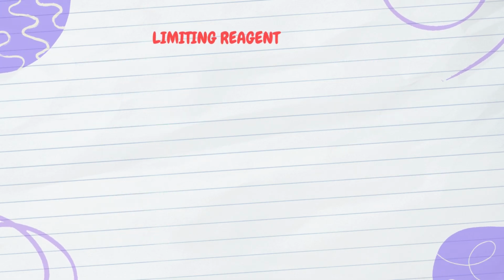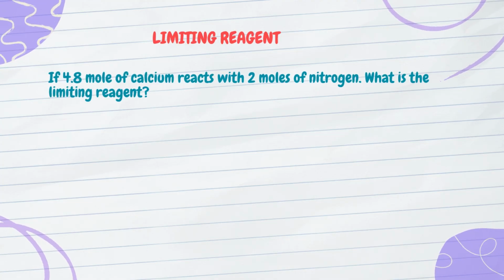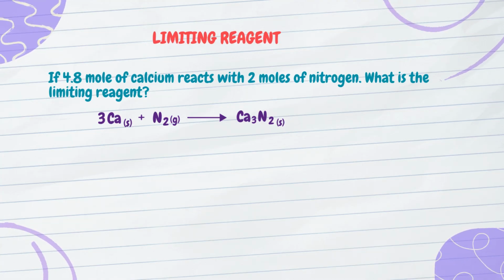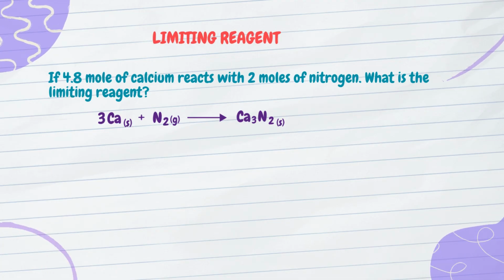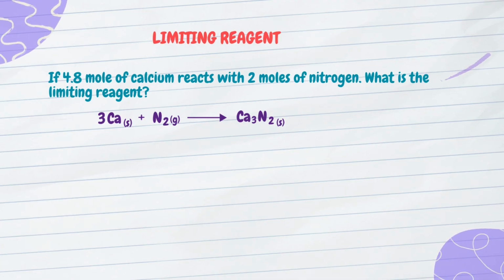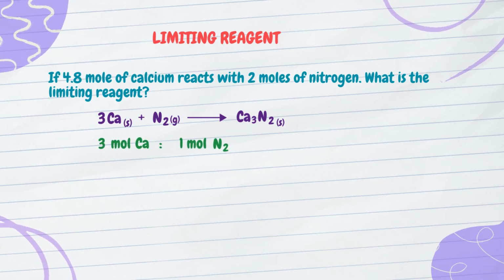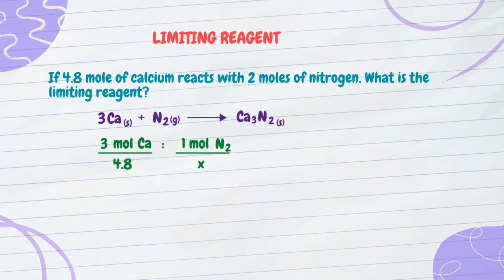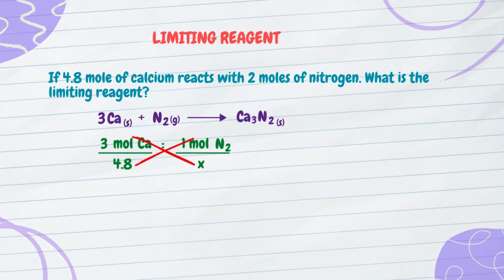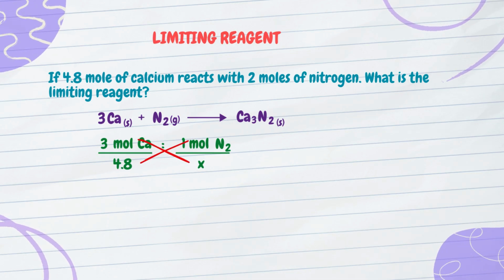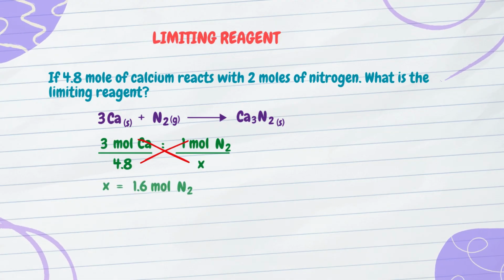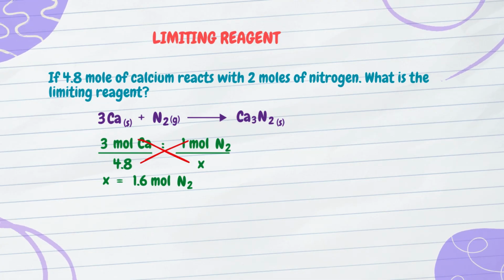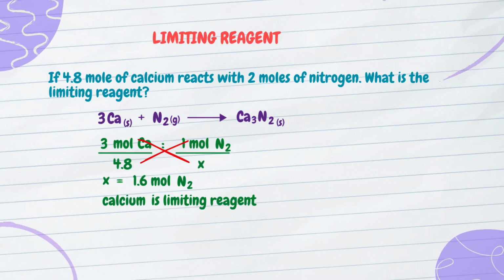The third question: if 4.8 moles of calcium reacts with 2 moles of nitrogen, what is the limiting reagent? For this question, we have already been given the moles. As before, to find the limiting reagent, we use the mole ratio. From the chemical equation, 3 moles of calcium use 1 mole of nitrogen. Then 4.8 moles of calcium use X moles of nitrogen. When cross-multiplied, the moles of nitrogen needed for 4.8 moles of calcium is 1.6 moles. The question stated that we have 2 moles of nitrogen, so nitrogen is excess and calcium is the limiting reagent.